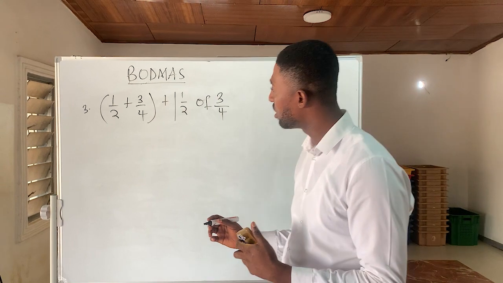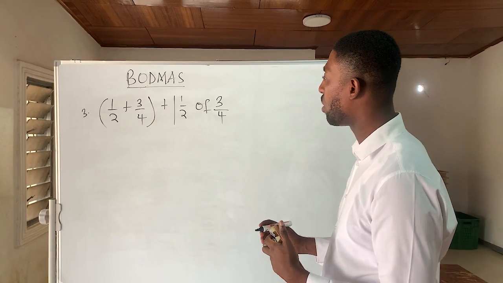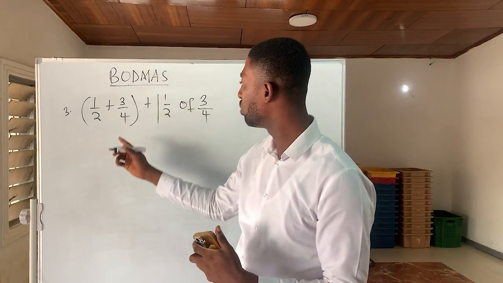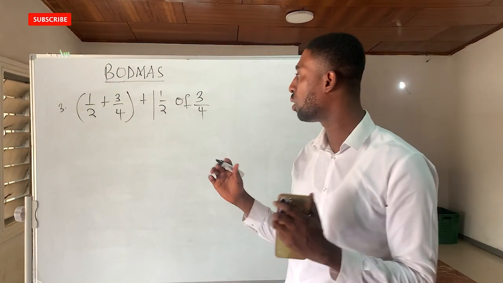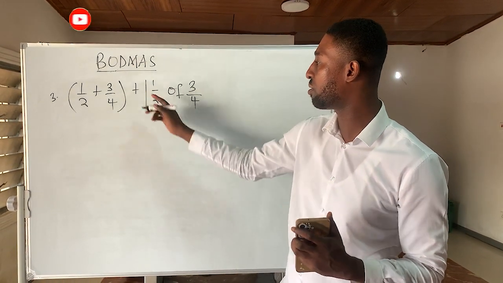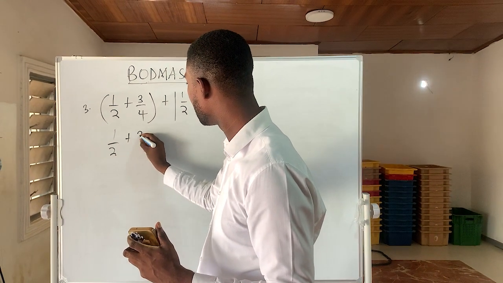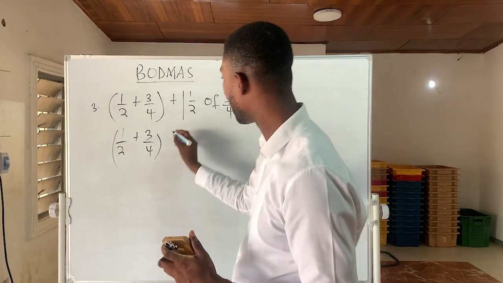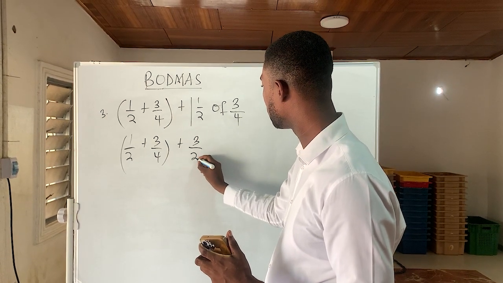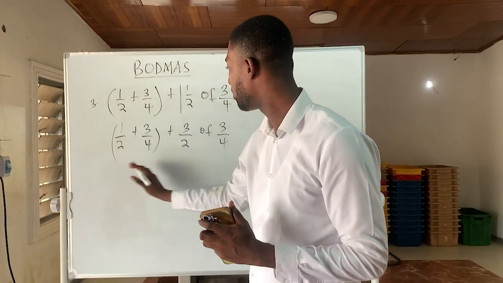And the question is, in brackets, 1/2 plus 3/4, plus one whole number 1/2 of 3/4. So first, as we know, for BODMAS, we first need to solve whatever is in the bracket. But before we do that, we need to change these fractions to improper fractions. We are going to have 3/2 of 3/4. Then we solve what is in the bracket first.